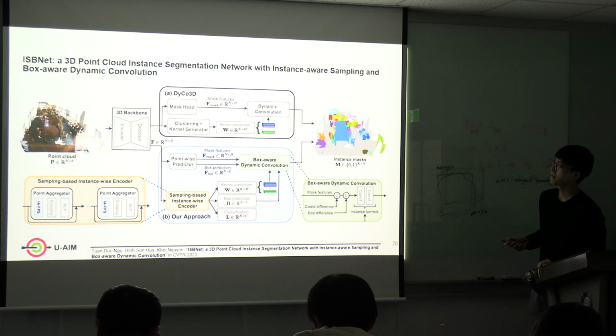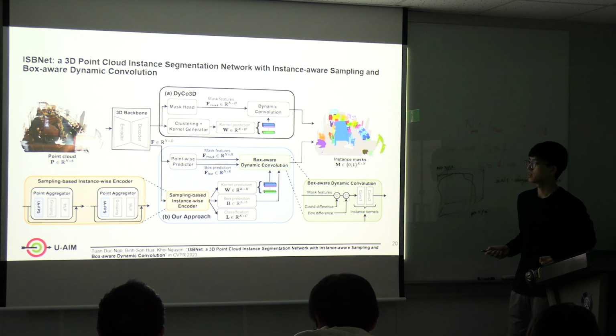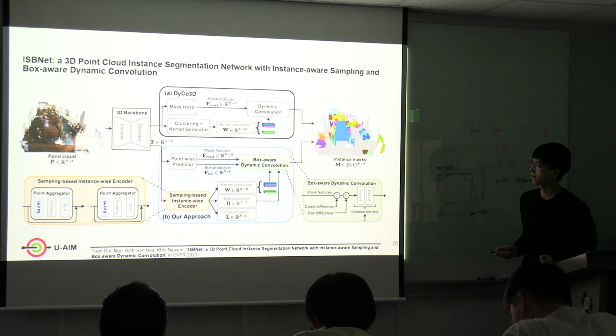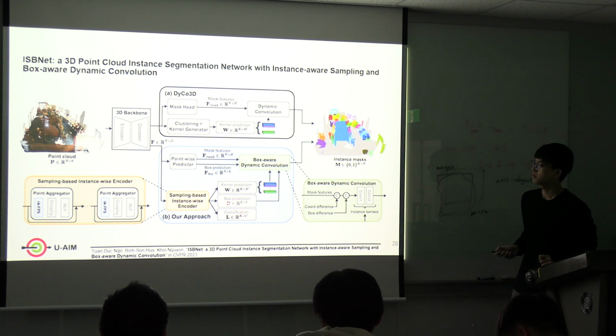And the second one, they say that the clustering by the previous method is not good enough, so they propose a new kernel generator that they name the sampling-based instance-aware encoding. This one will produce the kernel prediction, the box prediction, and the classification. The box prediction here is the same.